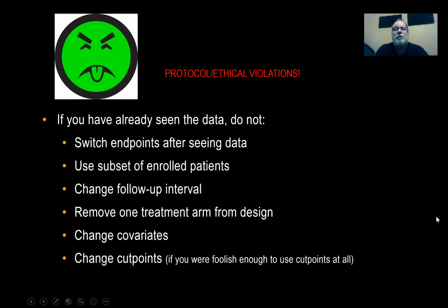Don't remove one treatment arm from a design. I worked with a PI who wanted to do that. Don't fiddle with covariates. All covariates get pre-specified. Don't change cut points. If you're foolish enough to use any cut point at all, you certainly don't want to change them to find out which one looks better. And again, I say these things based on experience. People want to do these things.